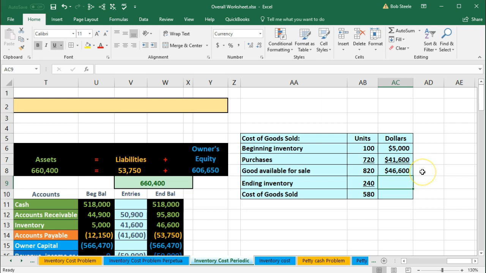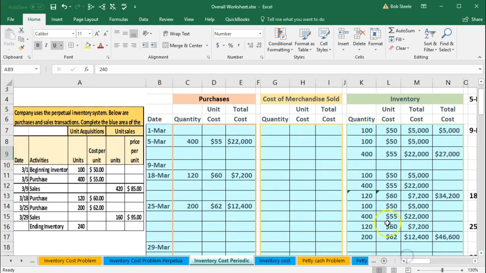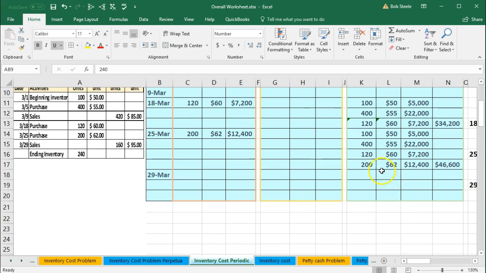And then we have the tricky part here. We have the fact that we counted the ending inventory. Now we have to take into account our first in, first out, or LIFO, assumption that we have here. So if there's only 240 units left, the question is which of those 240 units do we have? If we scroll back over here, here's all the layers that we have, and we're saying that there's only 240 left, so which did we sell?